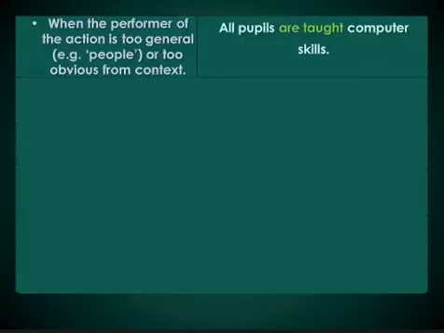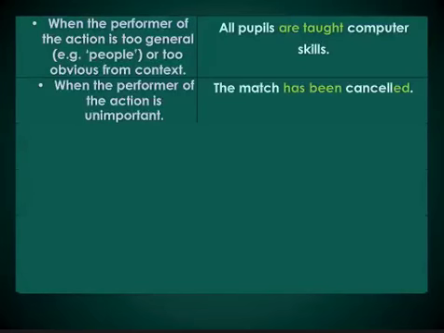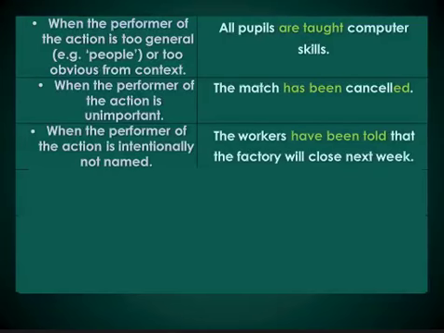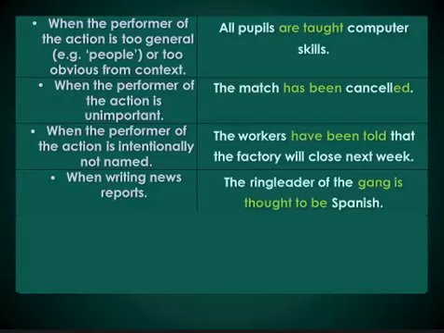When the performer of the action is too general, for example, people, or obvious from context, you don't have to mention who. All pupils are taught computer skills. When the performer of the action is unimportant, the match has been cancelled. Doesn't matter who did it. When the performer of the action is intentionally not named, usually when you don't want to get involved with a certain issue, the workers have been told that the factory will close next week. It could be embarrassing to mention who.